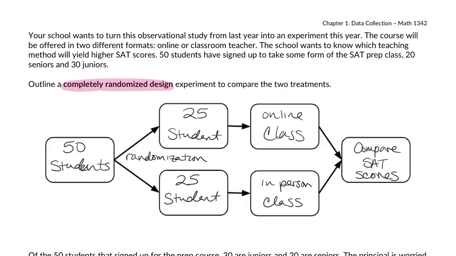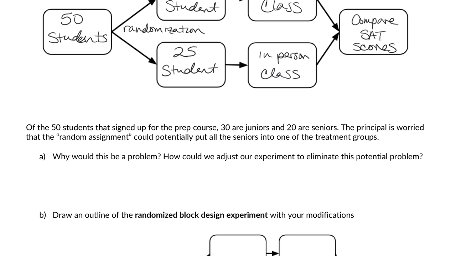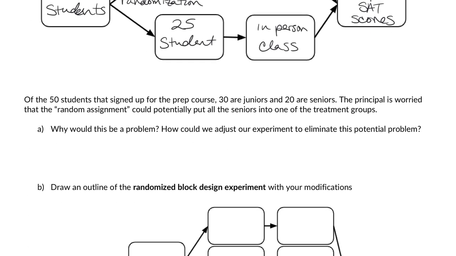But let's say of the 50 students that signed up for the prep course, 30 are juniors and 20 are seniors. So the principal is worried that when we randomly assign the two groups, all of the seniors would end up in one group. Would we then be able to decide that it was just our prep class that increased their scores? Why would this maybe be a problem if all of the seniors ended up in one group?